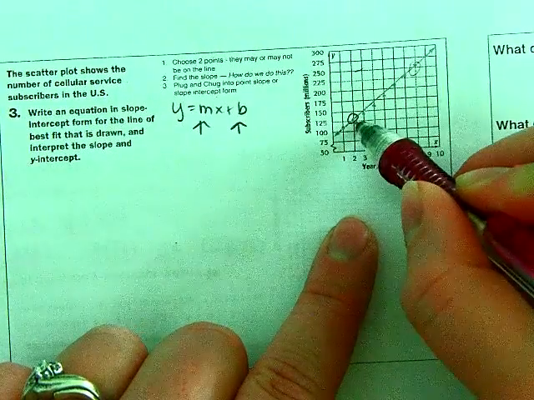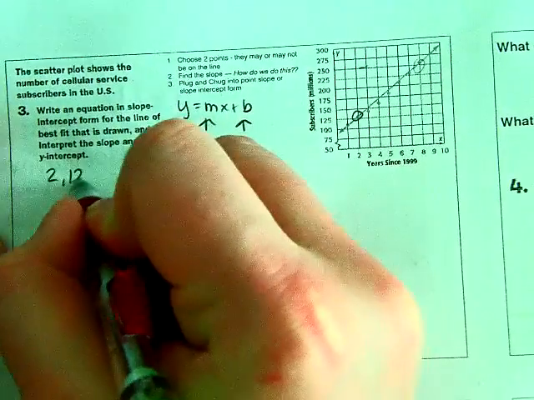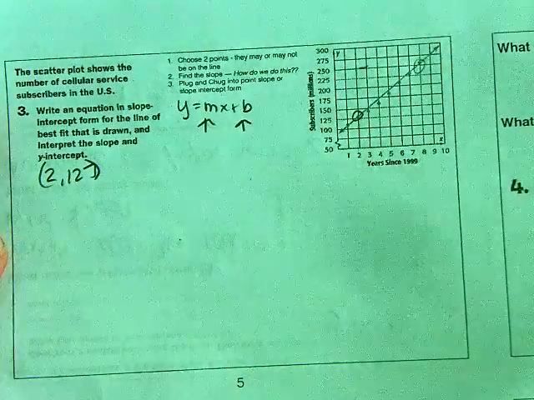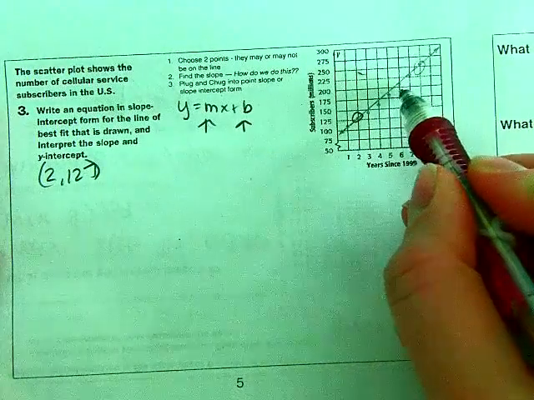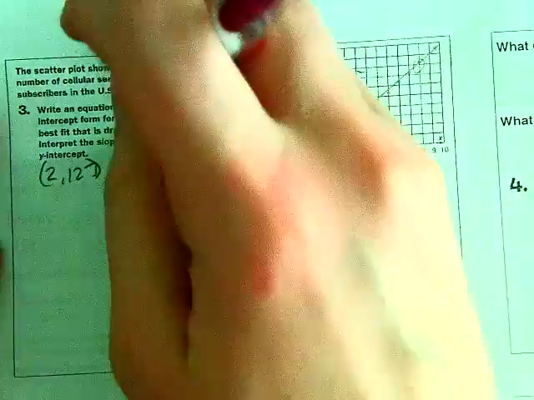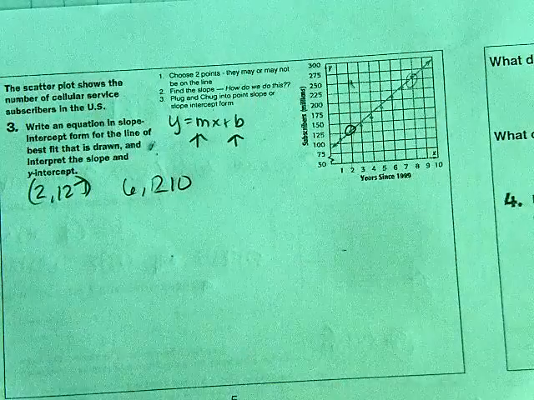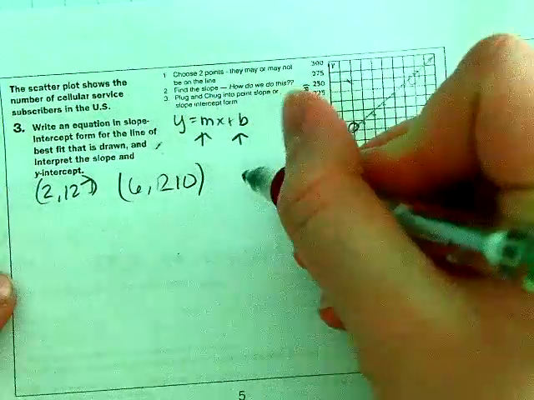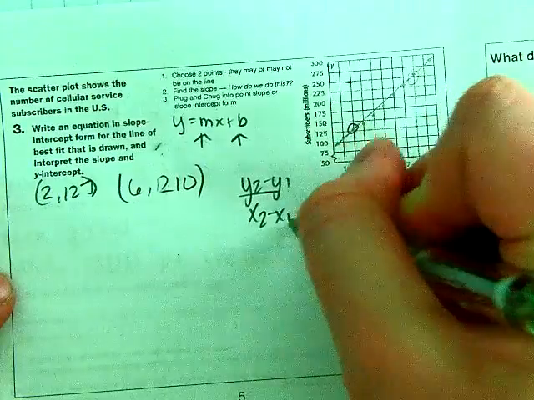It looks like 127 maybe. And there's another ordered pair, 6 to 10. Most of the homework though that I have for you gives you exact points. Okay. So to find the slope, that's y2 minus y1 over x2 minus x1.